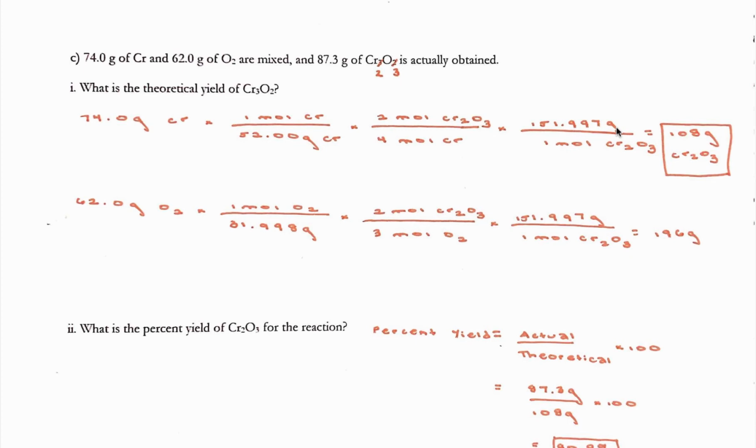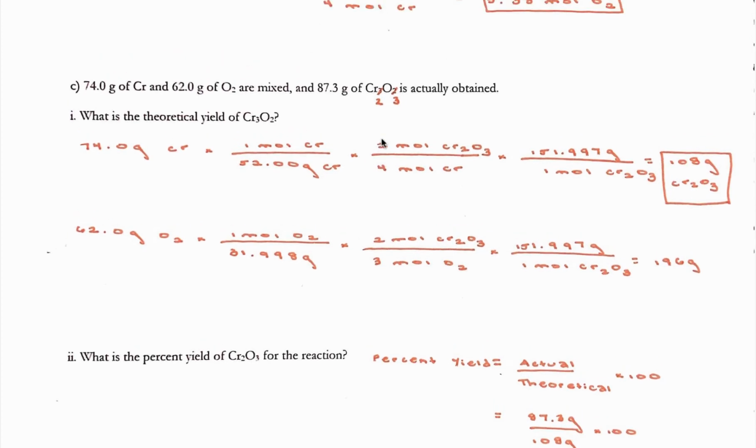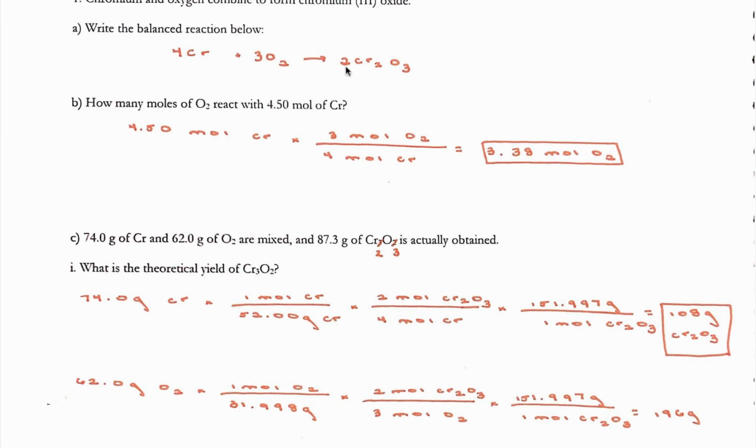When you have grams per mole, that tells you that you need to find the molar mass of that substance and put the molar mass in front of grams. So the molar mass of Cr is 52.00 grams. And then it's for every 1 mole. So I put 1 mole of Cr on top. Here, when you have a mole-to-mole ratio, you're going to simply use the coefficients. So there's a 2 in front of Cr2O3 and a 4 in front of Cr. And then here you've got grams per mole again. So now you need the molar mass of Cr2O3.